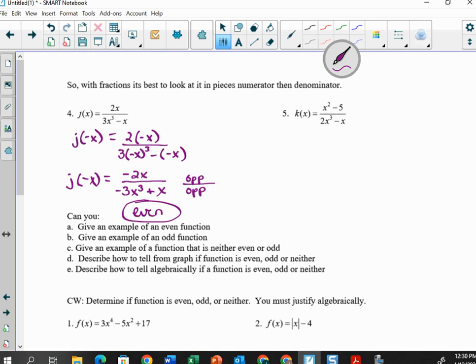If either part, the numerator or the denominator, is not opposite and not the same, the answer is neither. You don't have to look at both of them. If any part of it is an either, it's an either. Ricky? No, it's still 3x cubed plus x.